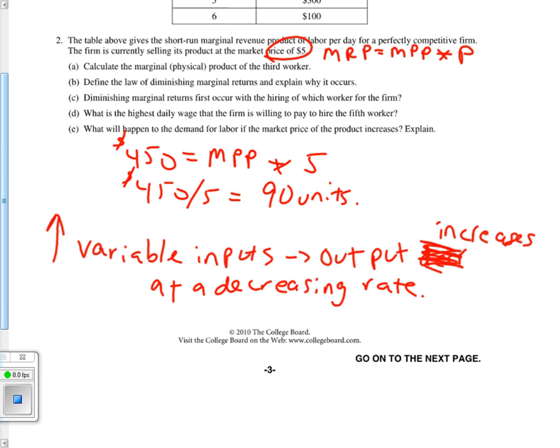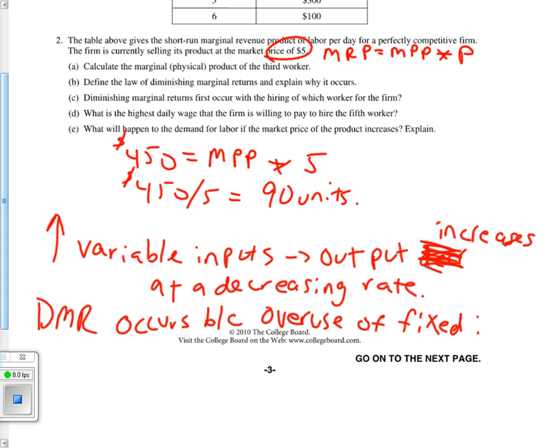The second part is diminishing marginal returns occurs because of overuse of a fixed input. So if you can imagine a fixed input like the size of a factory or size of a store, and there's too many people in there, it becomes crowded because this facility, the fixed input, is not large enough to handle more and more increasing variable inputs. So that satisfies part B.